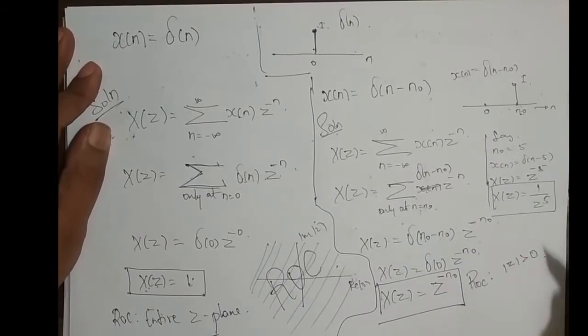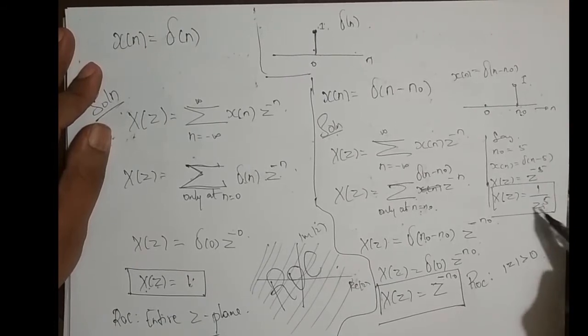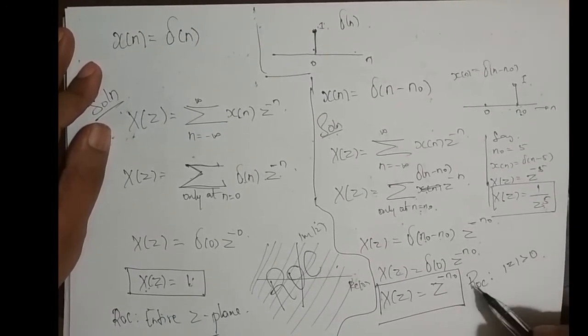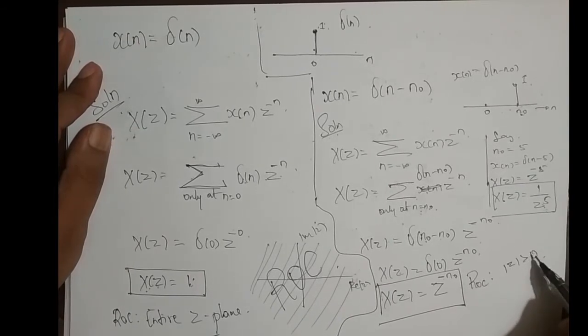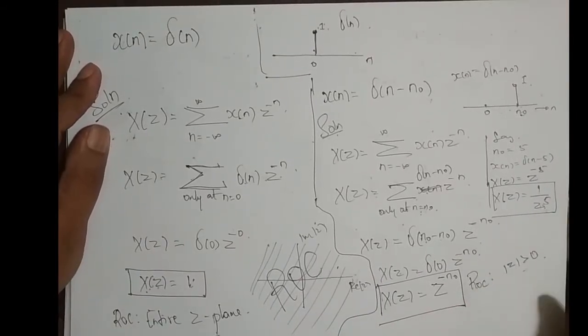Okay, now the right hand side of this equation converges for all values of z except at z equal to 0, right? As soon as I put z equal to 0, it is 1 by 0, which goes to infinity. Correct? So therefore the ROC is the entire z plane except at z equal to 0, or I can say magnitude of z is greater than 0. For other values of z, this remains finite.